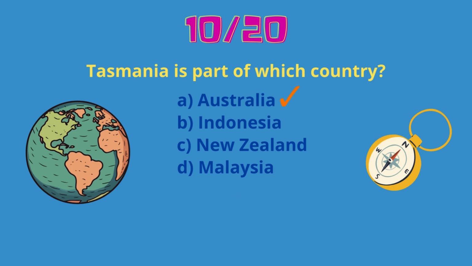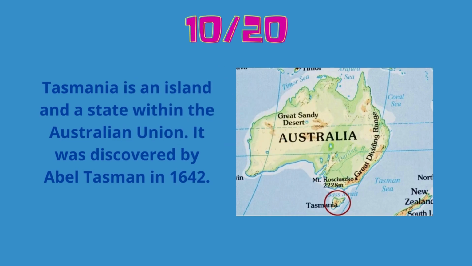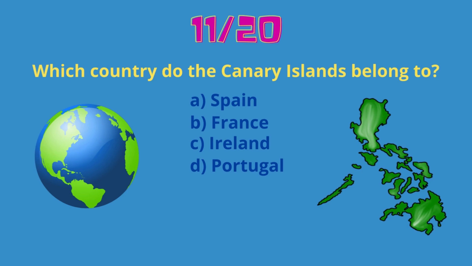Australia. Tasmania is an island and a state within the Australian Union. It was discovered by Abel Tasman in 1642. Which country do the Canary Islands belong to? Spain, France, Ireland, Portugal.